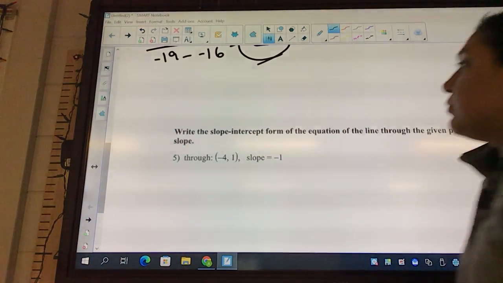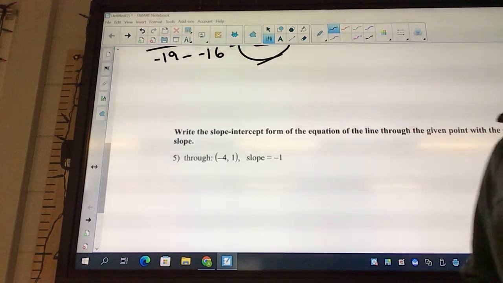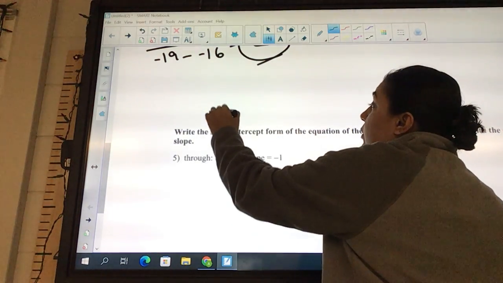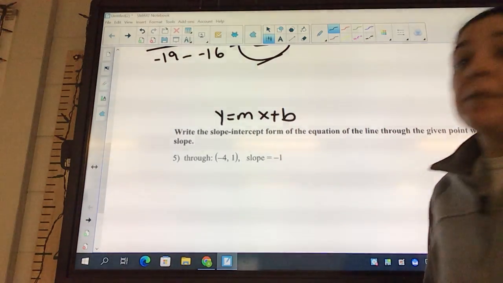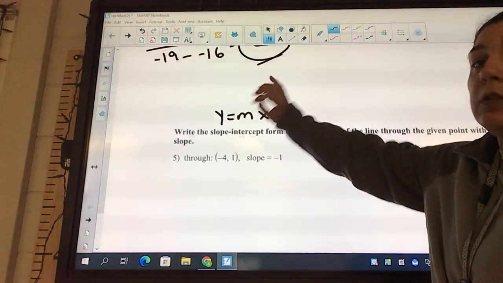Okay, 5. It says write the slope-intercept form of the equation of the line. Okay, so slope-intercept form. If you don't know what it is, look up above. So we got y equals mx plus b. And this is one of the problems that we have not explored this week. Okay, so we got y equals mx plus b. That's what I need my answer to look like.